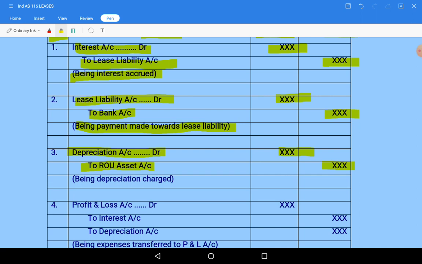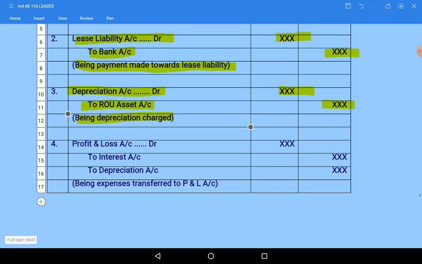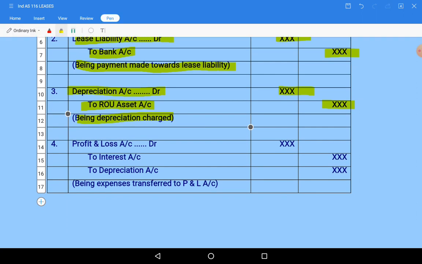That general entry being depreciation charged. Next, these expenses whatever are there, interest and depreciation will be transferred to P&L account or charged to P&L account. So profit and loss account debit to interest account, to depreciation account.